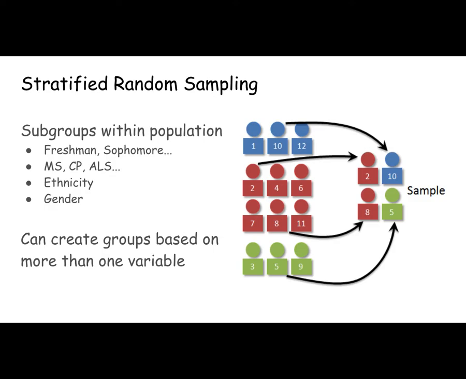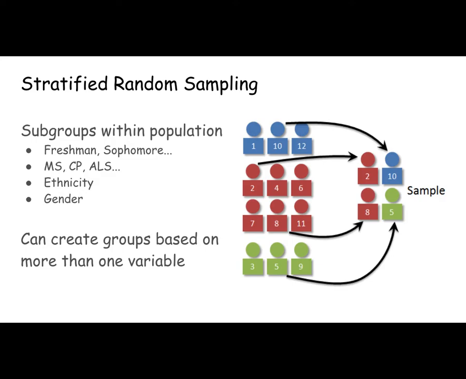Another kind of random sampling is called stratified random sampling. And here what you're doing is creating subgroups within your population that you want to make sure are represented in your sample. So if you're doing a study on college students, you might want to make sure you have freshmen, sophomores, juniors, and seniors in your sample.